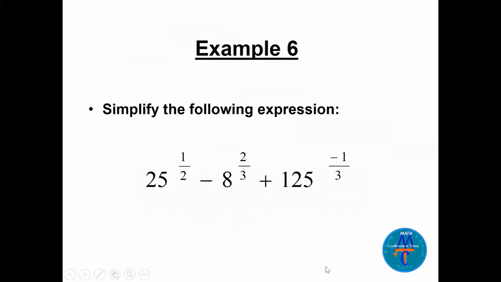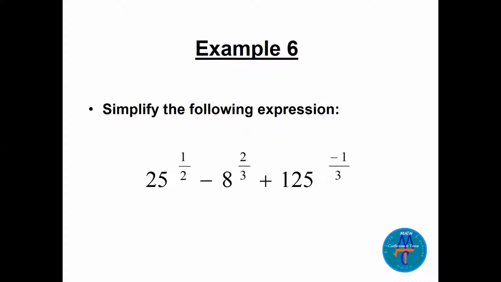Let's see a nice example, please. I advise you here, please pause the video for a little. Find the answer here. I put 25 to the power half, just easy numbers, minus 8 to the power 2 over 3, and then plus 125 to the power minus 1 over 3. We have to use negative exponent here. We did that in the other lectures on exponents.